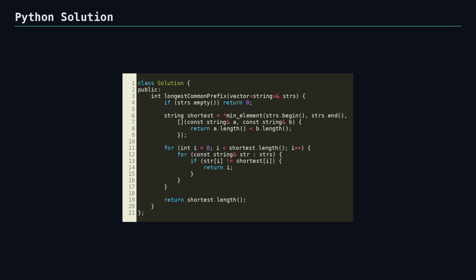If we find a character that's different, we return the length of the common prefix, which is the number of characters we've seen so far. If we get through the entire shortest string without finding a different character, we return the length of the shortest string, because that's the longest common prefix. Let's go through the code line by line.